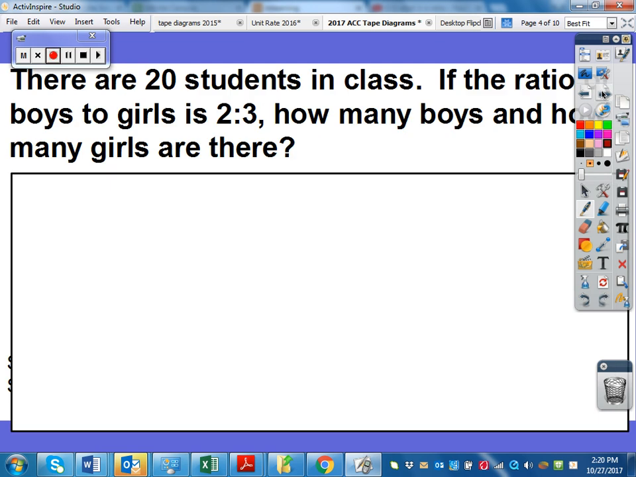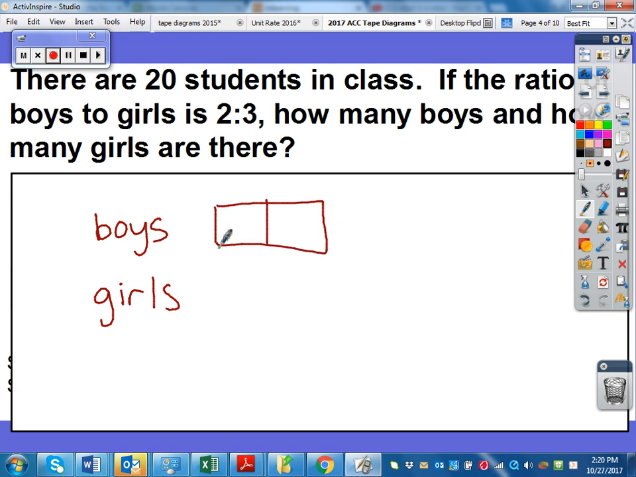Now let's do a different type of problem. There are 20 students in the class. The ratio of boys to girls is 2 to 3. So again, I start with the boys and the girls, and I draw a model to represent the simplified version of the given ratio. Well, 2 to 3 is already in simplest form, so I'm going to leave it as 2 boxes for the boys and 3 boxes for the girls.